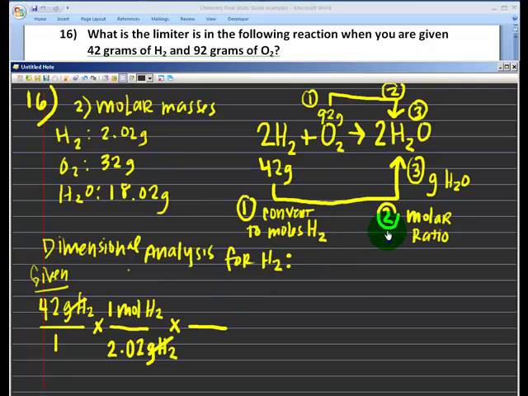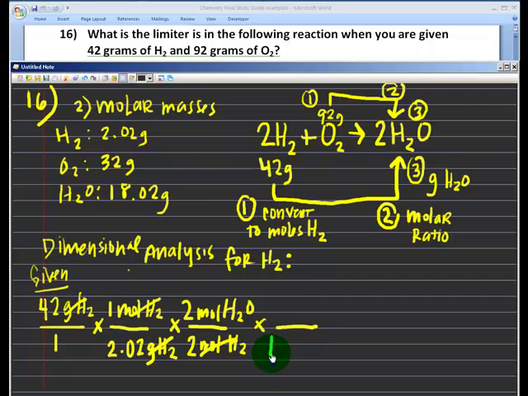For the molar ratio, we look at our chemical equation. I simply found it from the balanced chemical equation: 2 moles of H2O are produced from 2 moles of H2. What am I able to cancel out now? I have moles of H2 over here, which cancel out with moles of H2 over here. That's our second step.